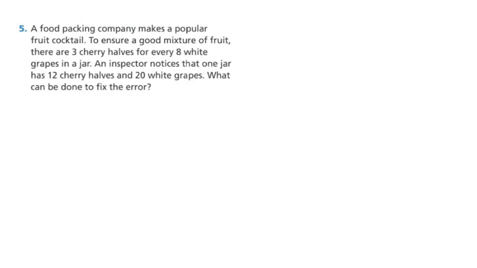All right, last problem. This is also on page 128. It says a packing company makes a popular fruit cocktail. To ensure a good mixture of fruit, there are 3 cherry halves for every 8 white grapes. That's hard to say. An inspector notices that one jar has 12 cherry halves and 20 white grapes. What can be done to fix the error? I want you to work on this and come back when you have an answer.